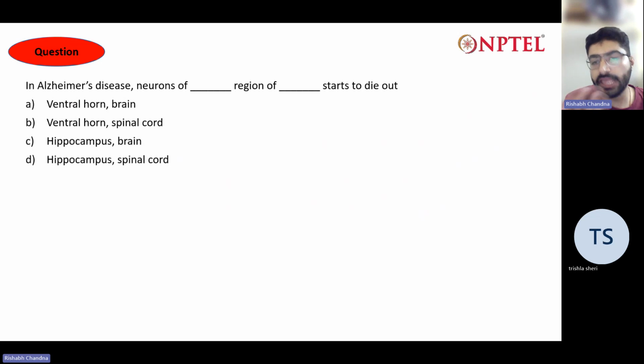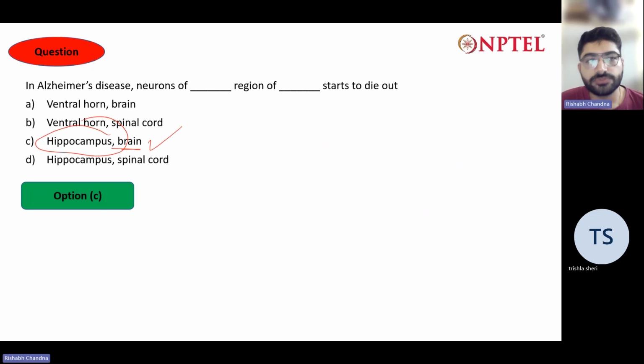Environmental factors being the age and the conditions that we are living in, being in stress, what we eat. All these conditions give rise to Alzheimer's disease. In Alzheimer's disease, neurons of a specific region of the brain die off. So what region is this, and what type of organ is it present in? Basically the hippocampal neurons die off, and it's present in the brain, not in the spinal cord. So the correct option is answer C.